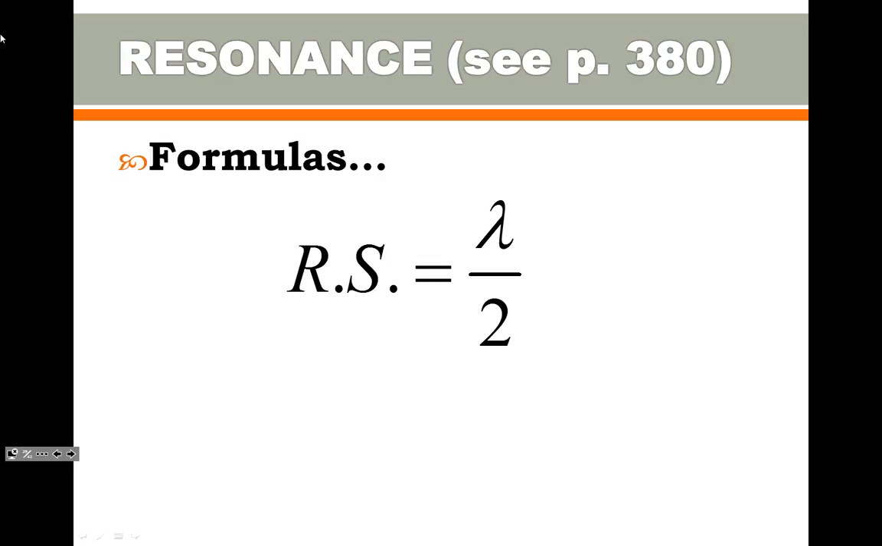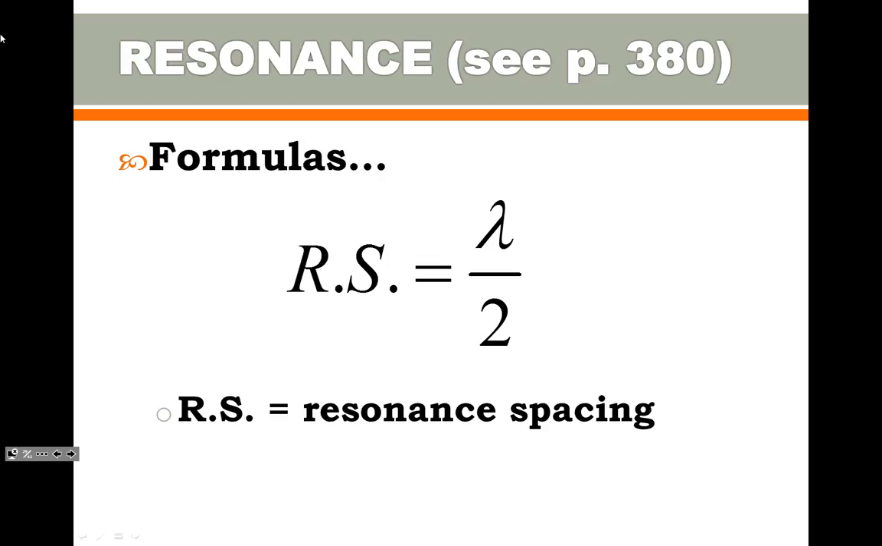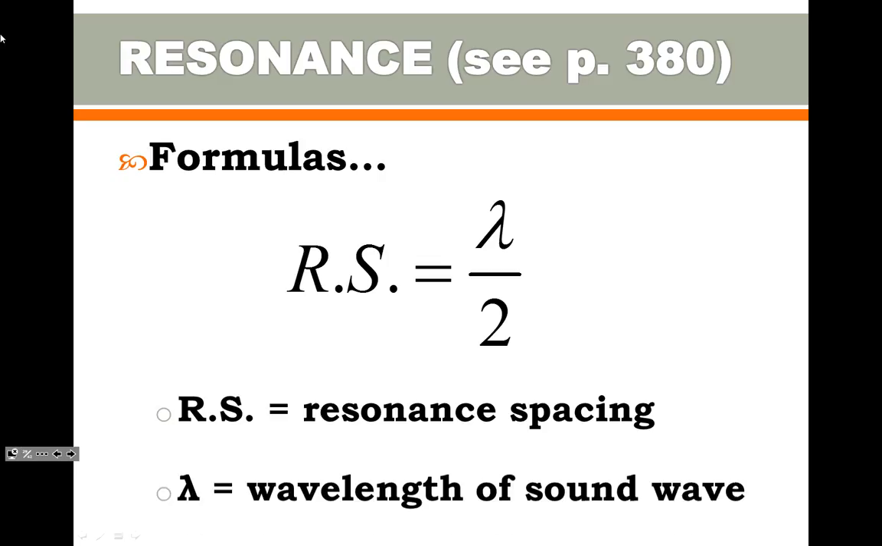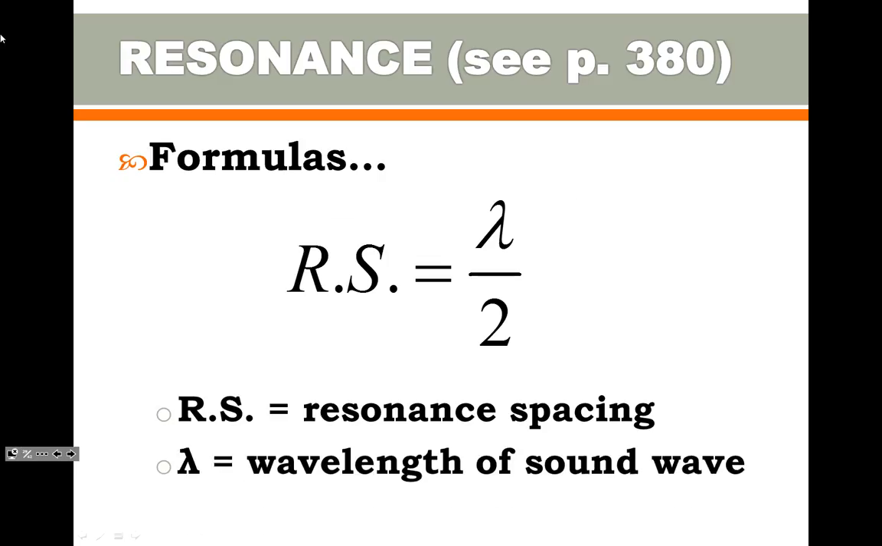So resonance spacing equals, I think I have these laid out here. Yeah, resonance spacing equals your wavelength divided by 2, cut in half. So that's one of your basic resonance formulas.